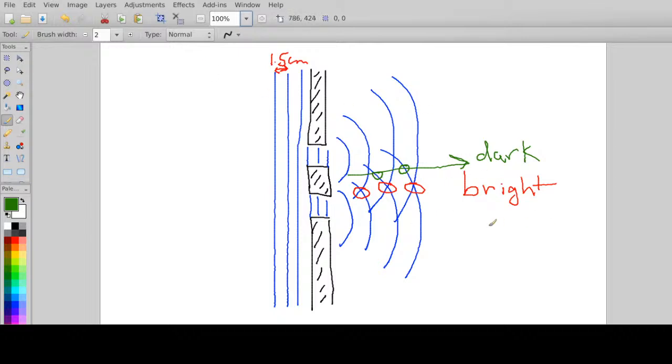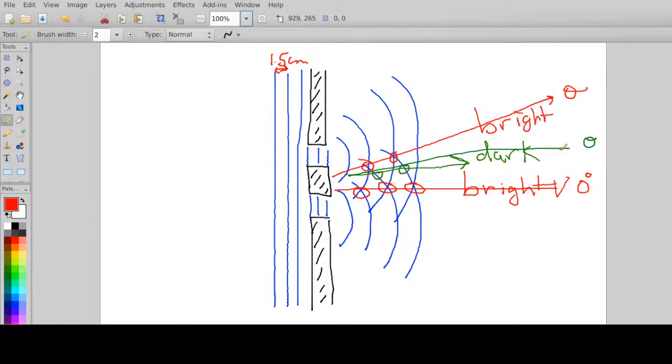And there's a formula that tells you the angles at which these occur. The very middle one always occurs at 0 degrees. This one occurs at some angle, and we're going to calculate that in a minute. Past that, there's another crest meeting another crest, and I didn't extend these, but there's another angle here, and that's another bright. So you get bright, dark, bright, dark, bright, dark.